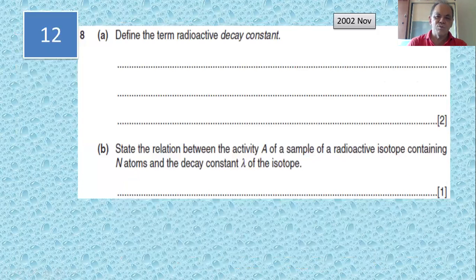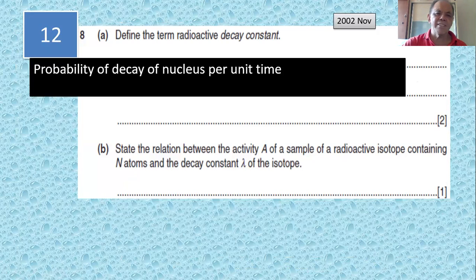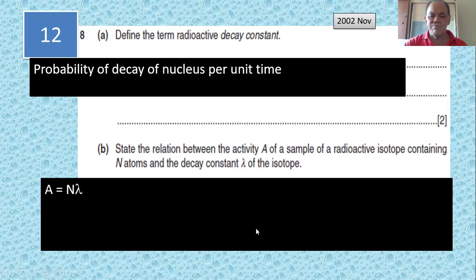Okay, let's look at 2002 November, question number 8. Define the term radioactive decay constant. Quite common. Probability of decay per unit time. That's all you need to write. State the relation between the activity A of a sample of radioactive isotope containing N atoms and the decay constant lambda. It's just memory work. You'll see a lot of questions will use this formula.